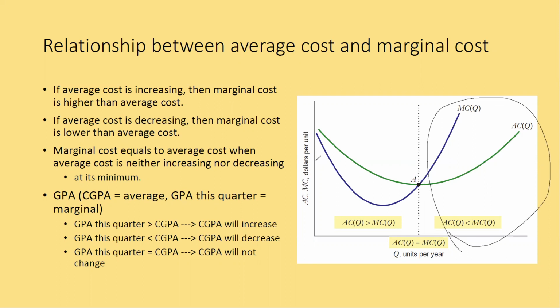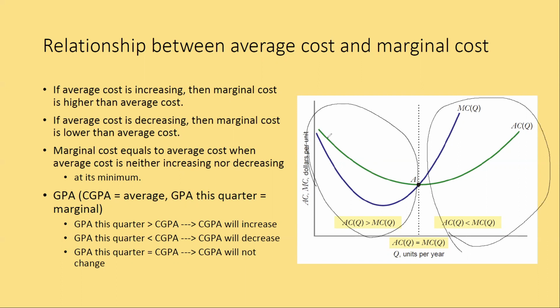Now, on the other region, that is when our marginal cost is smaller than our average cost. So that corresponds to this region. So our blue line is always below our green line. And over this region, we can see that our average cost is decreasing. So the green line is decreasing over this region.